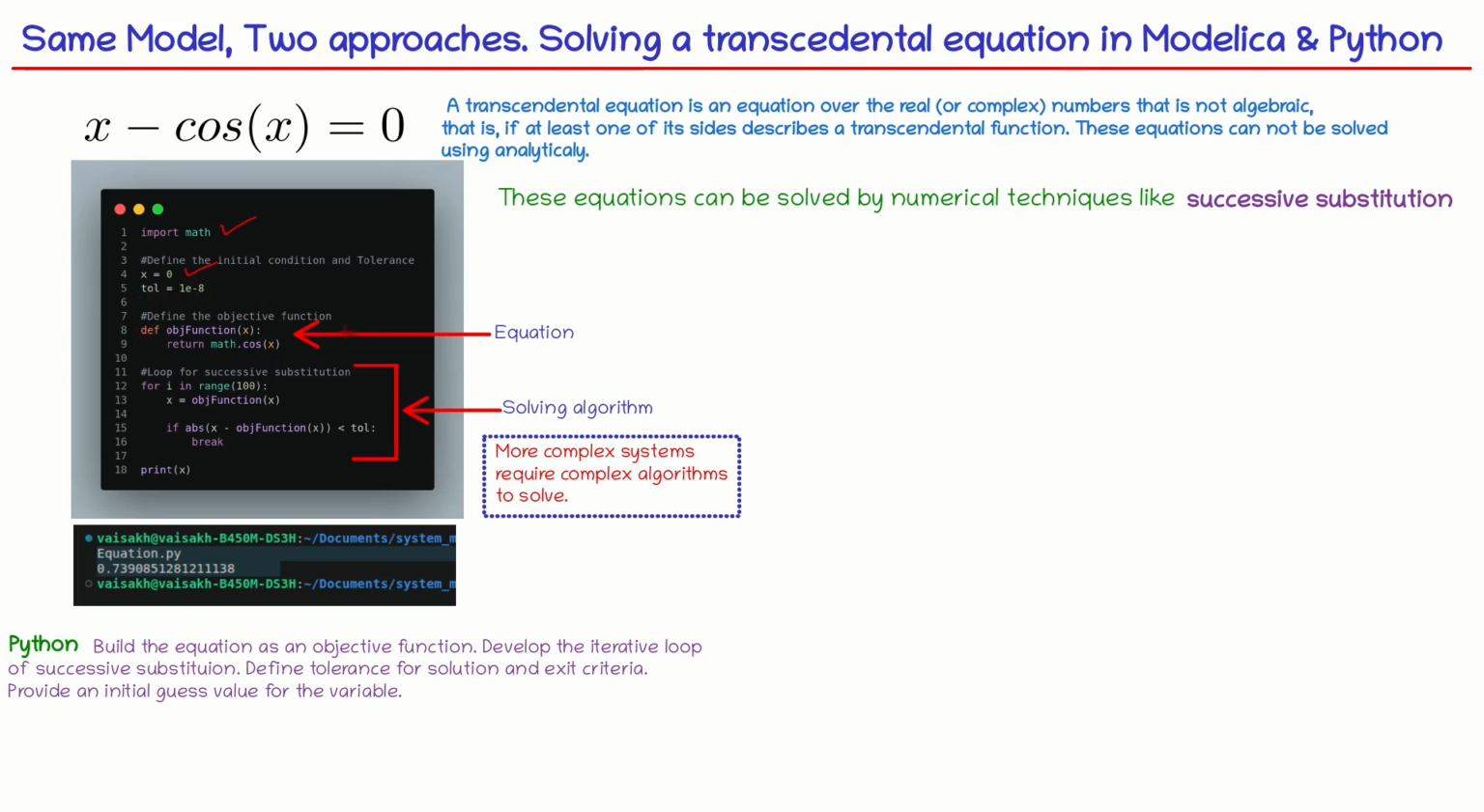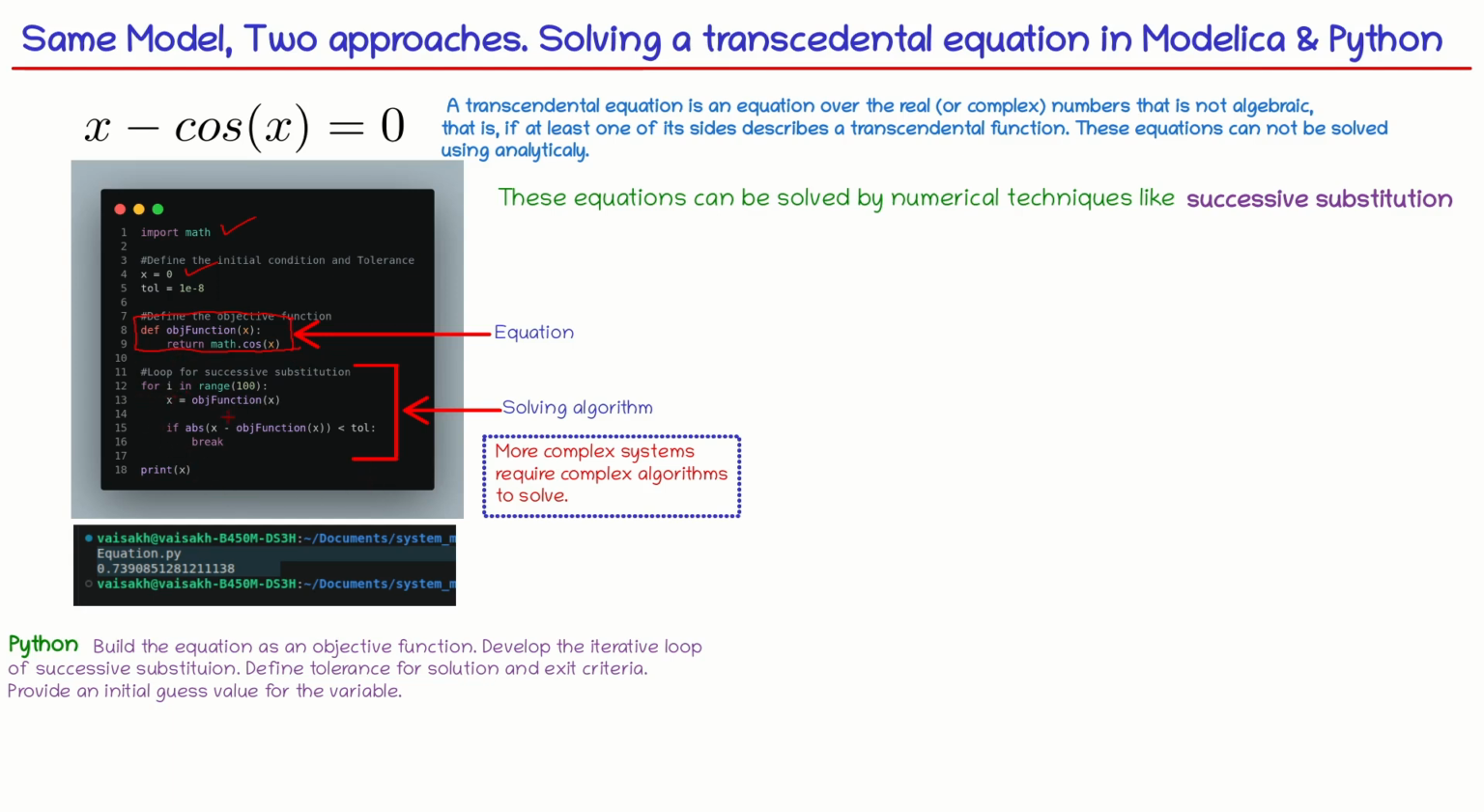Now we define an objective function which will return the cosine value of any x that we pass to that function. So this is where we define the governing equation of our model, right? So this is the equation which we need to solve. So we have defined that equation. Now the rest of the portion deals with how we solve this equation.